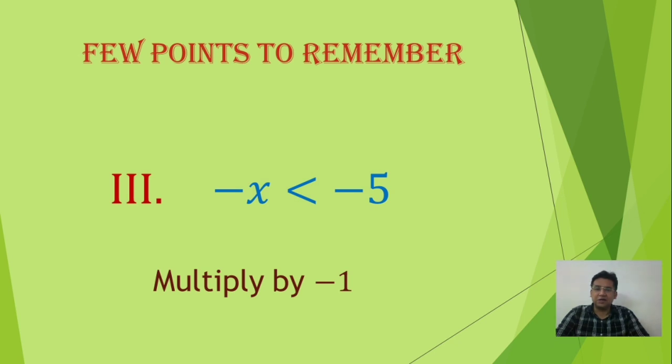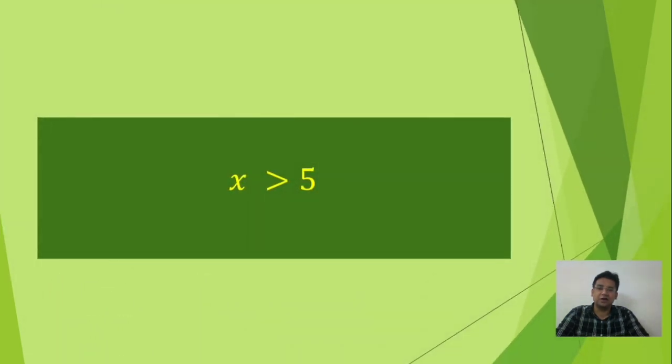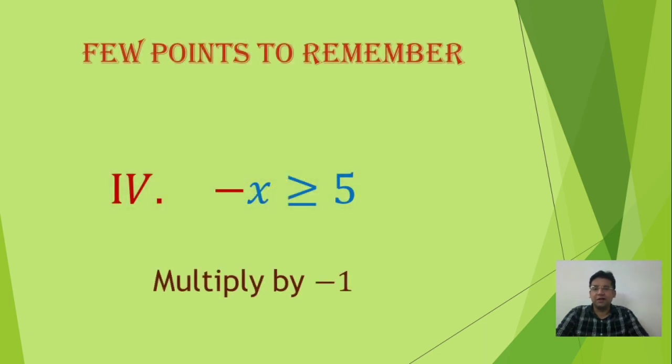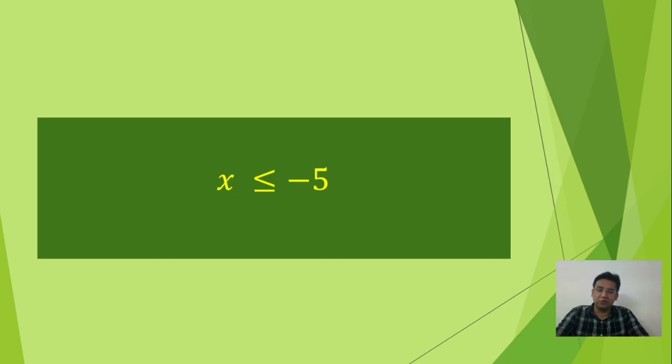If minus x is less than minus 5, can we cancel the minus sign? No. We multiply by minus 1 on both sides. This minus x will become plus x and minus 5 will become plus 5 and the sign of inequality changes. Then x is greater than 5. Now let us take another example. If minus x is greater than or equal to 5, you multiply by minus 1, it will be plus x, and on the right hand side you will get minus 5 and the sign will change. The greater than or equal to will become less than or equal to.